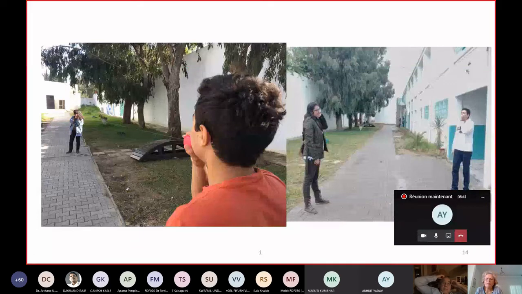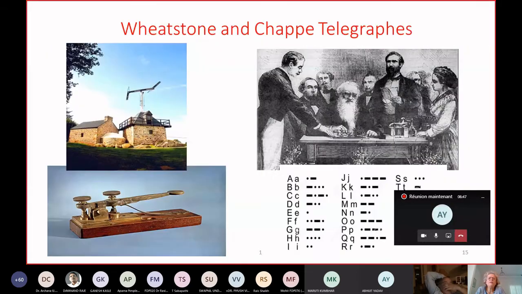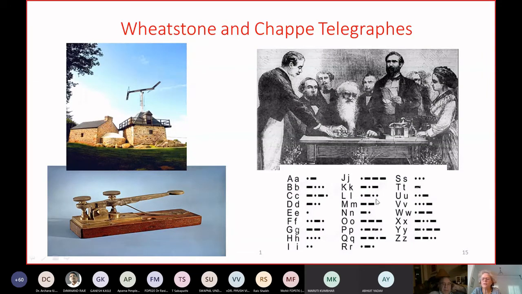Then I told them the second step: we will try to do something more complicated, that is the telegraph. So I asked them to read a little bit about the telegraph, and they understood that to communicate with the telegraph, you need to know this code. For example, if I want to say SOS with the telegraph, I have to say S, that is three short signals, O, that is three long signals, and S again, three short signals.